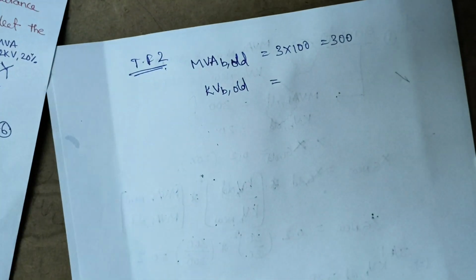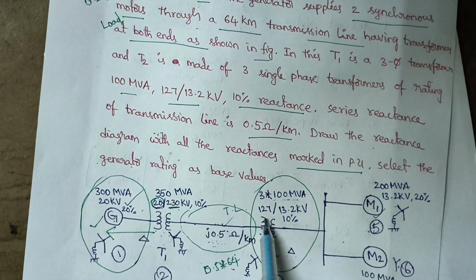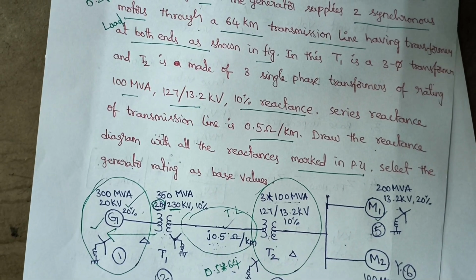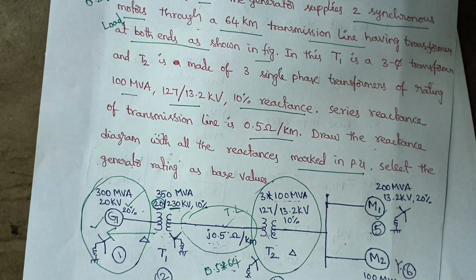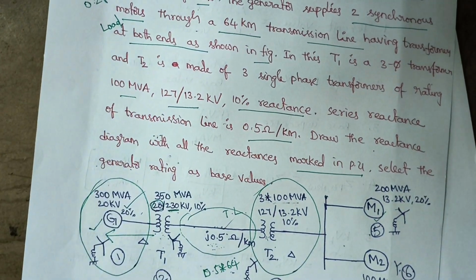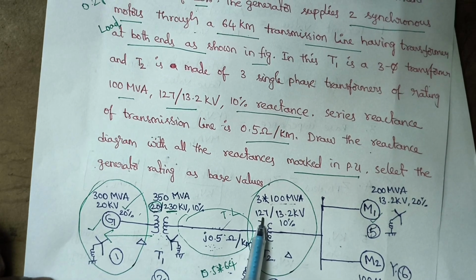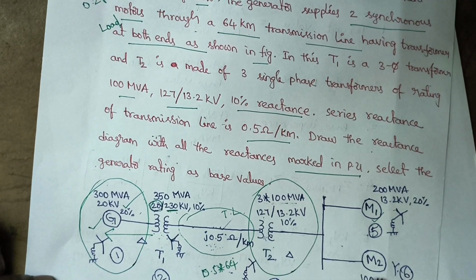Actually, you can see this. 127 kilovolts is the phase voltage. That means he has given that the 3 single phase transformers are connected as a 3-phase transformer. Therefore, I can say this 127 kilovolts is the phase voltage.